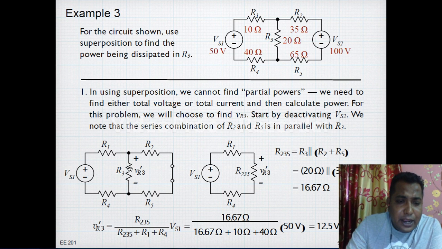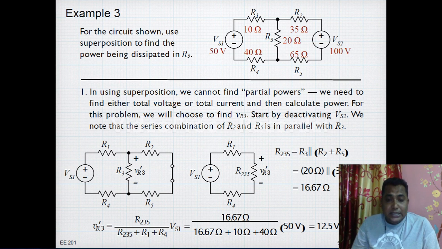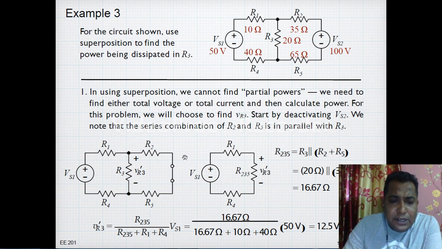Follow my pointer. The V1 is present, and like the previous problem we have solved, that way we can find out the equivalent resistance of the circuit. See here how they have reduced. See this R2 and R5, they are in series, correct? So we make a series of them, and that is in parallel with this R3, and this total thing is in series with R1. Getting my point?